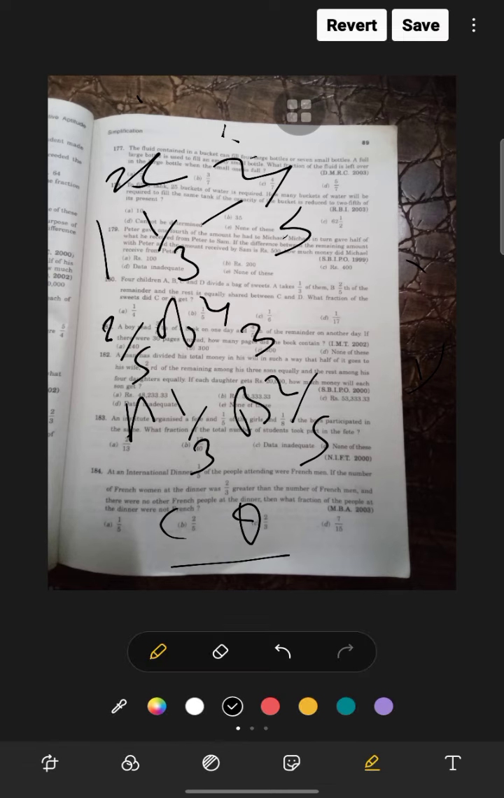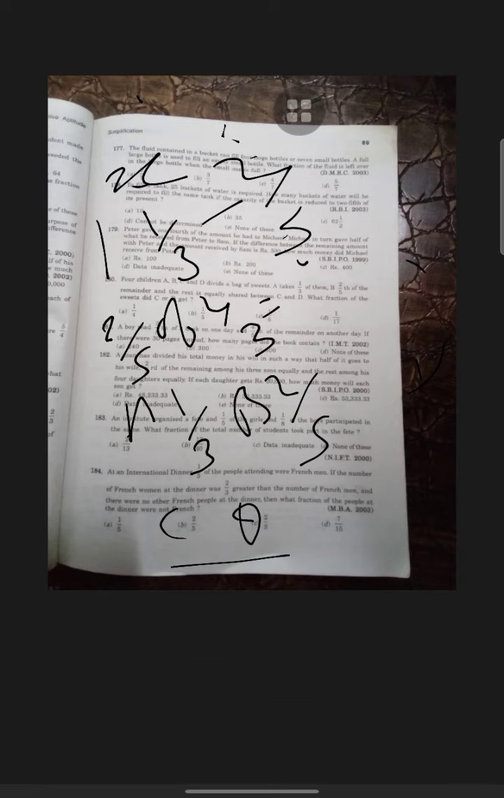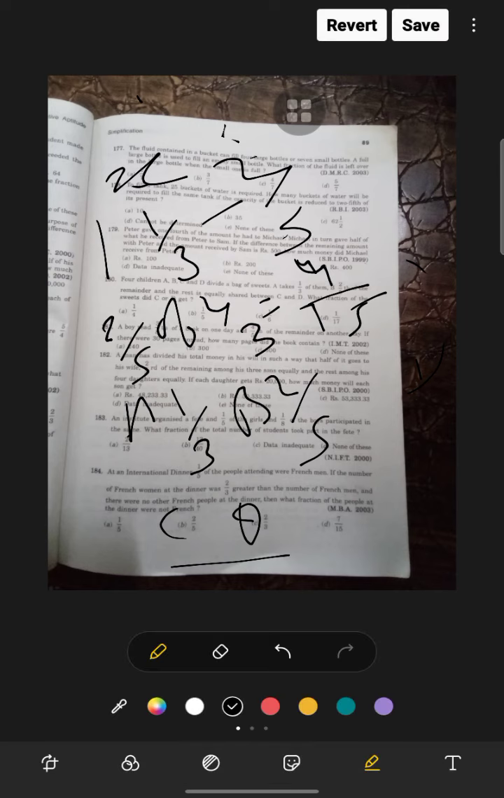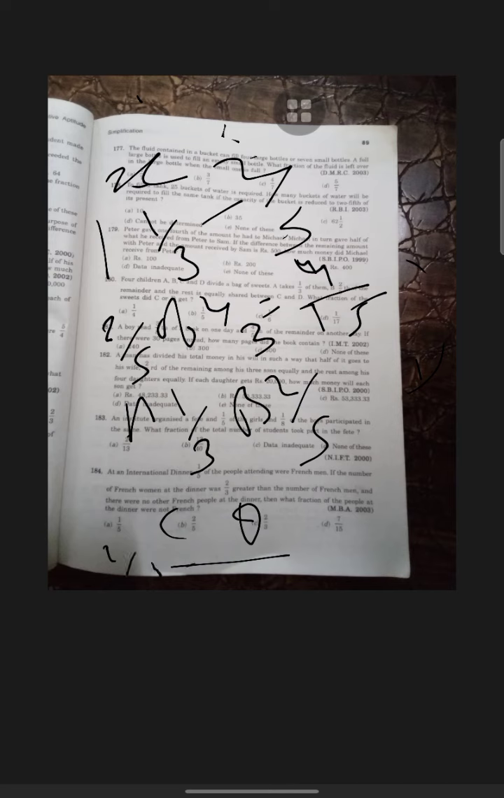Of 2 by 3, the remaining 2 by 3, 2 by 5 is B's share, so it is 4 by 15. Okay, so it is 4 by 15 share now. So now what is the remaining share? Remaining is 2 by 3 minus 4 by 15. It is 6 by 15. So it is 2 by 5 now.